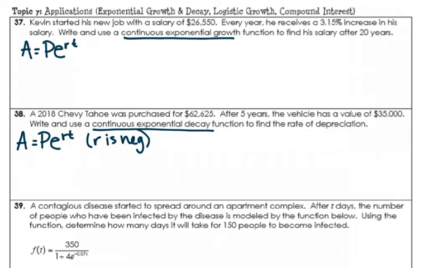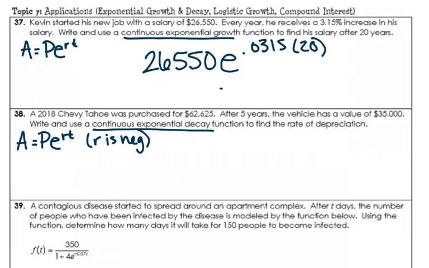Moving on. Alright, so for 37, it says continuous exponential growth. That's how I knew to use that formula that I wrote. So it will look like this. This is what you started with. You would change your percentage to a decimal. And when you put this in your calculator, you're going to get this.